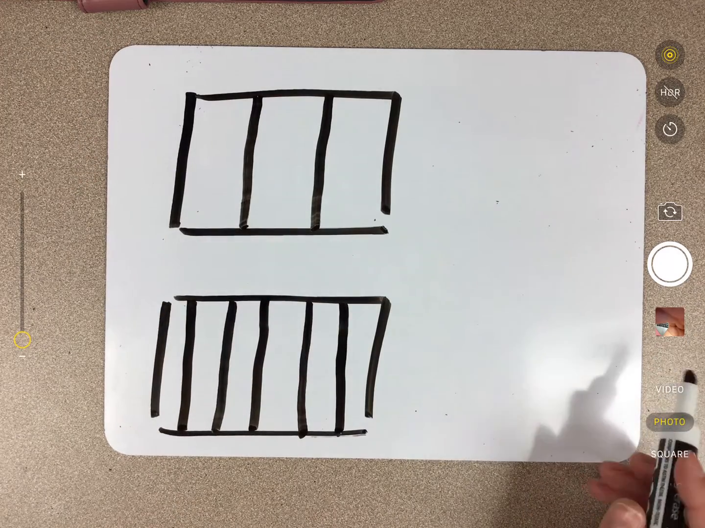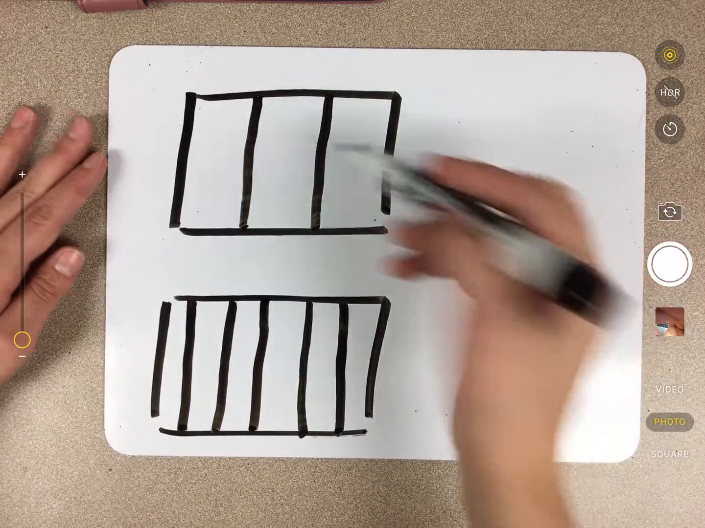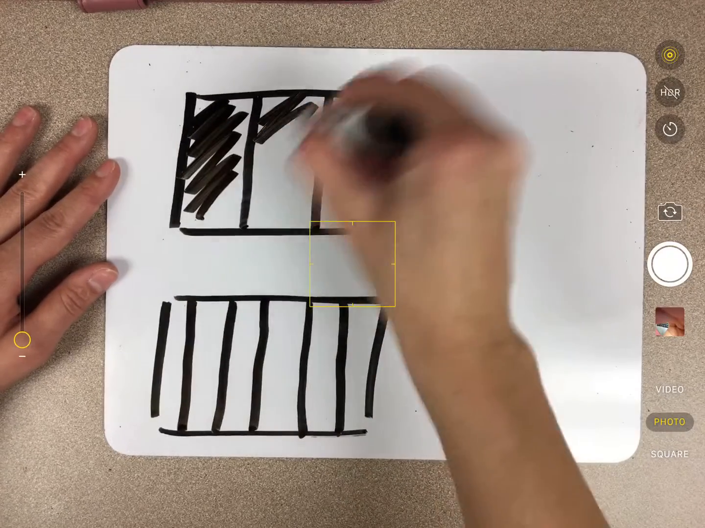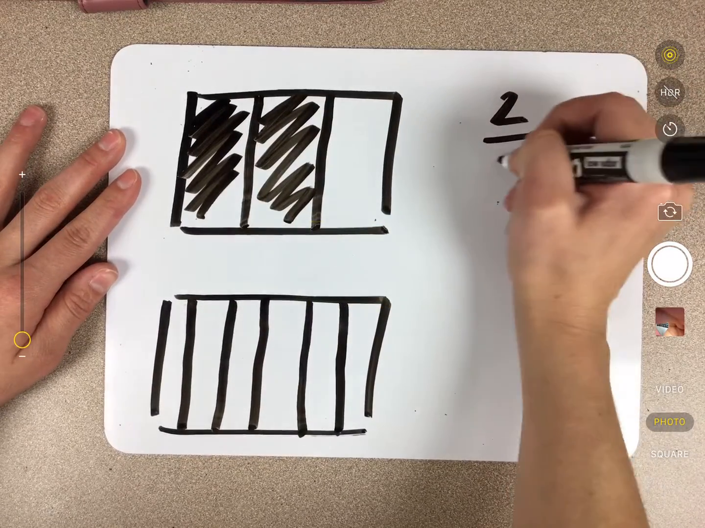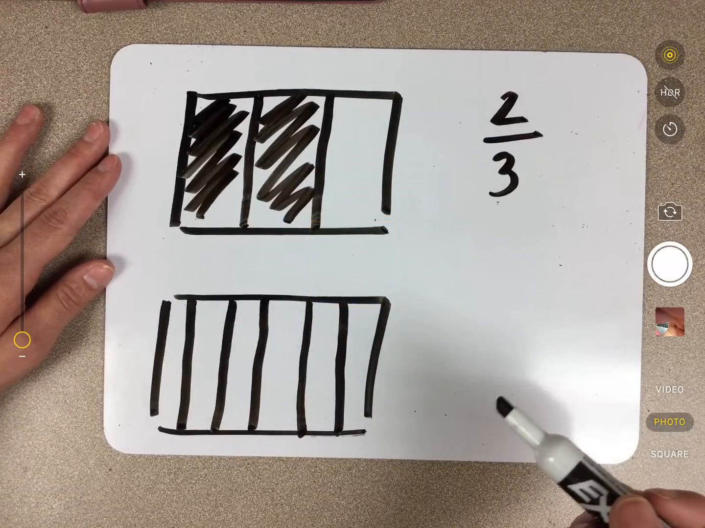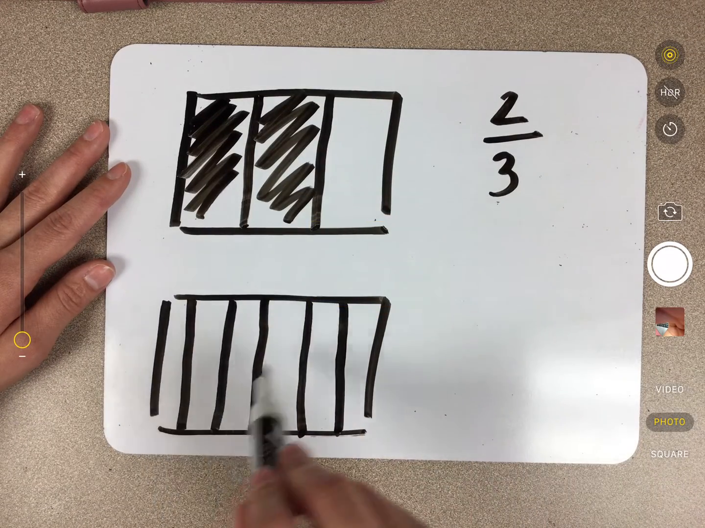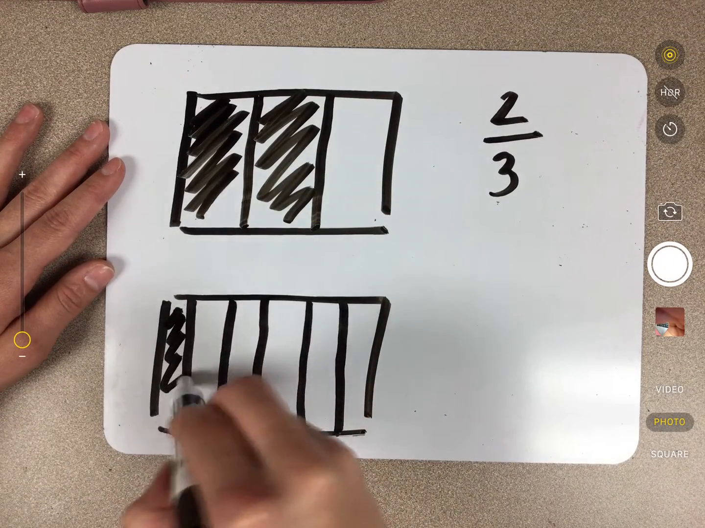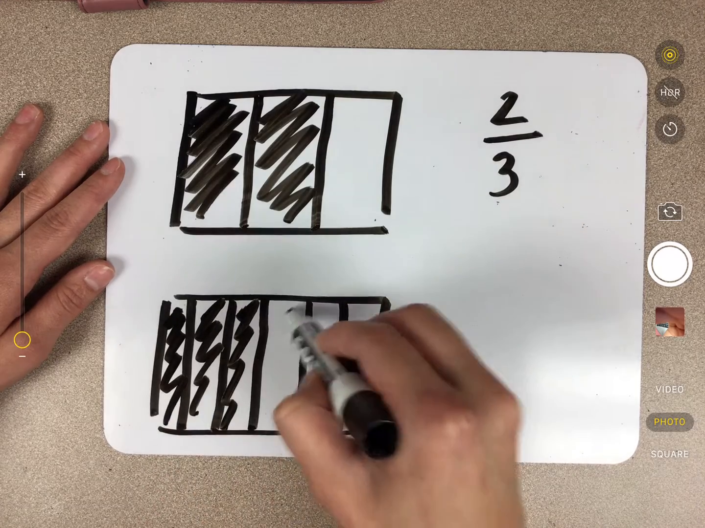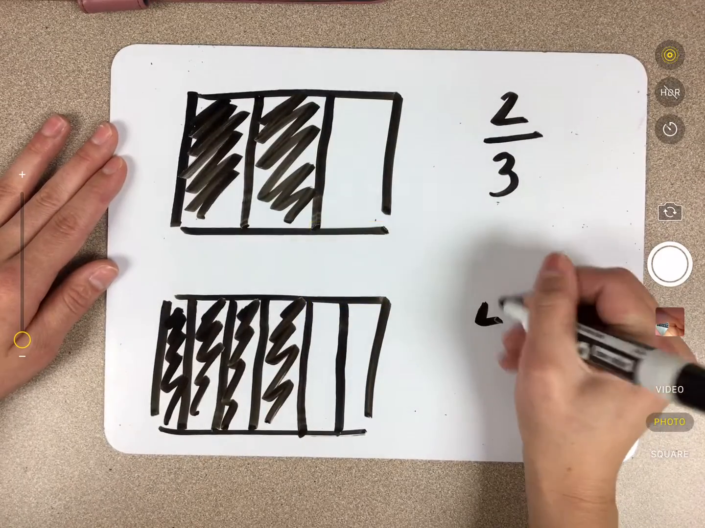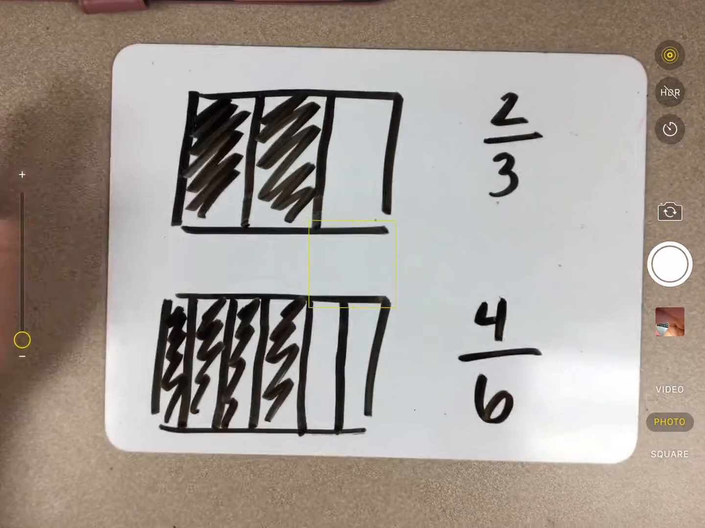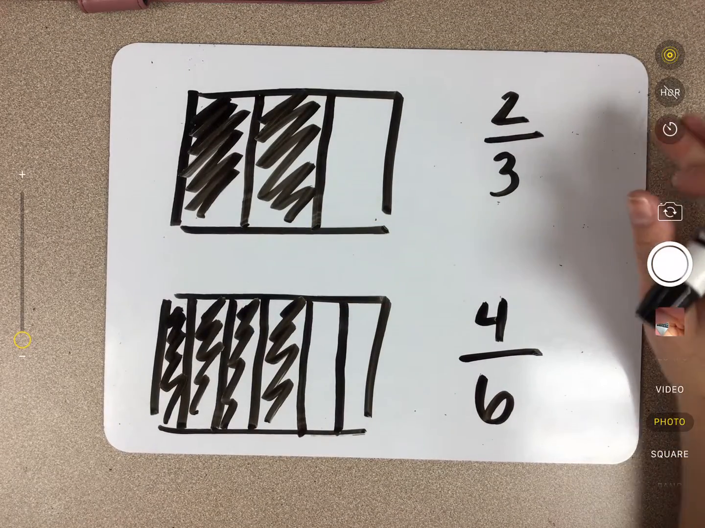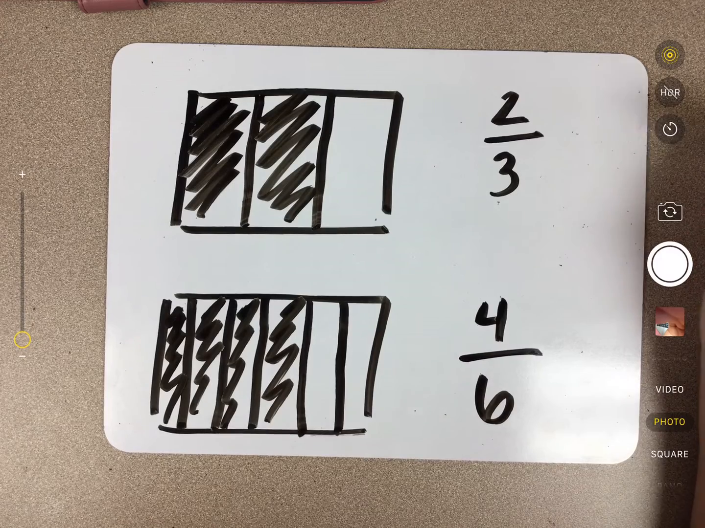Okay, so I want to know what's bigger. 2/3, 2 of 3, or 4 of 6. Look at these. Can you tell me which one's bigger? It's tricky because they look the same, right?